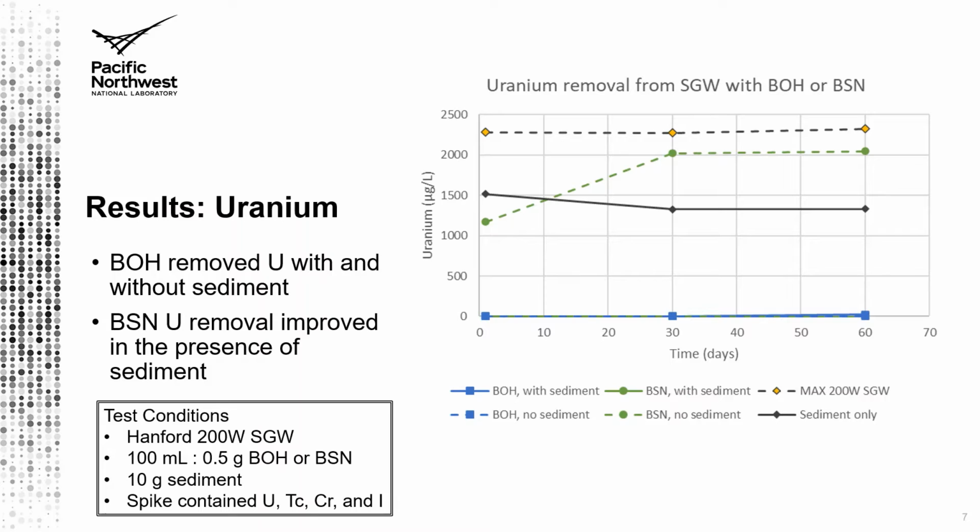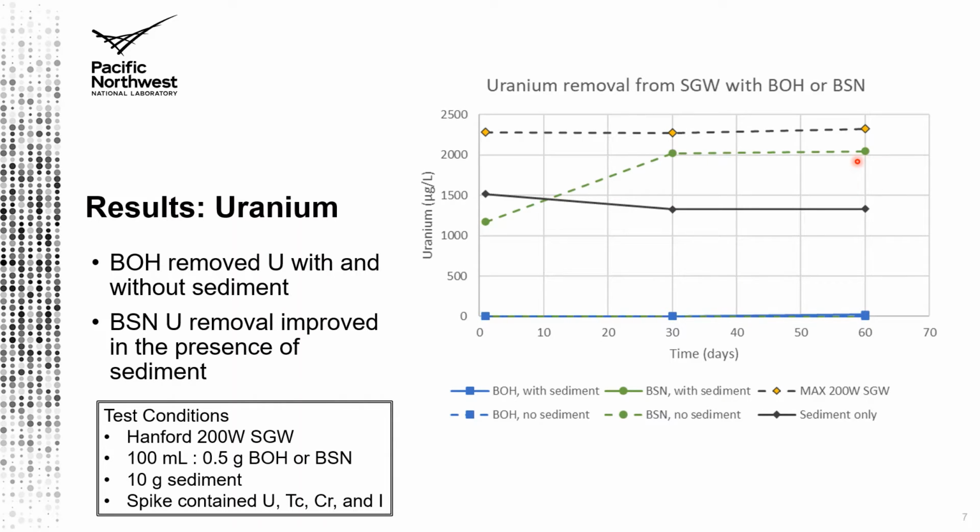The black solid line shows a control with sediment only, no bismuth material, and the dashed black line represents the contaminants in synthetic groundwater, so this is our initial concentration. As you can see, with only sediment, about 30% of the uranium was removed from solution. The BOH in blue removed the uranium to below instrument detection limits, with or without sediment present, but the BSN was only able to do that with the sediment present. The dashed green line shows that without sediment, the BSN only removed a small portion of the uranium by the end of the 60-day experiment.